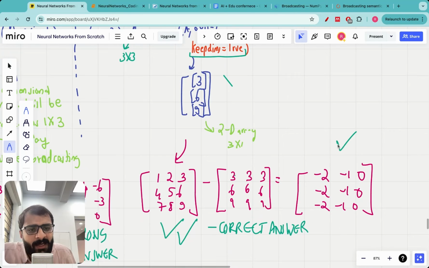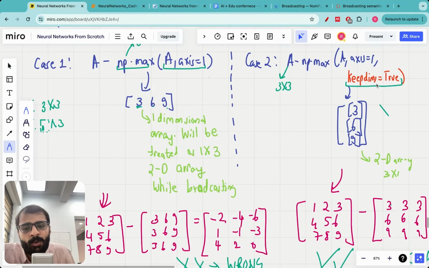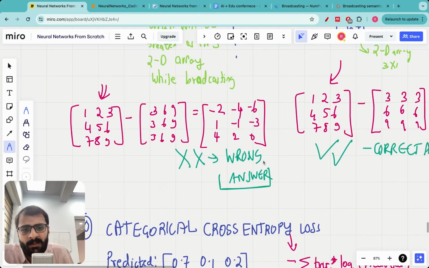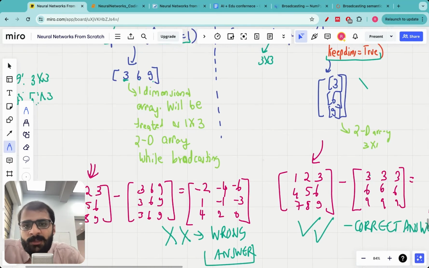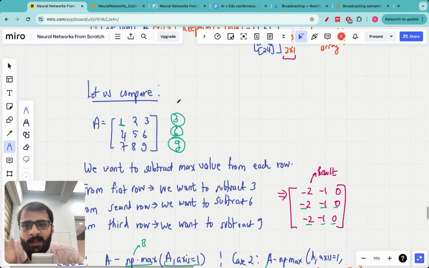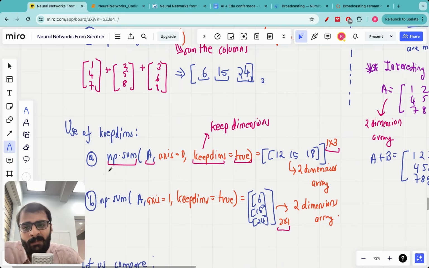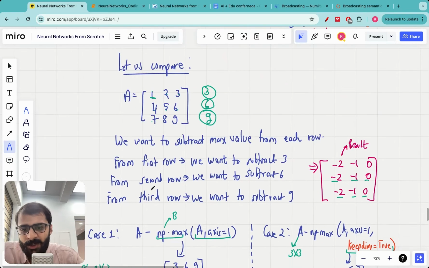So this leads to the correct answer. But if we do not use keepdims equal to True, it leads to the wrong answer. That's the importance of understanding the keepdims parameter and the broadcasting rules in Python. Remember, the axis equal to 0 and axis equal to 1, which we learned for np.sum, works for any function.